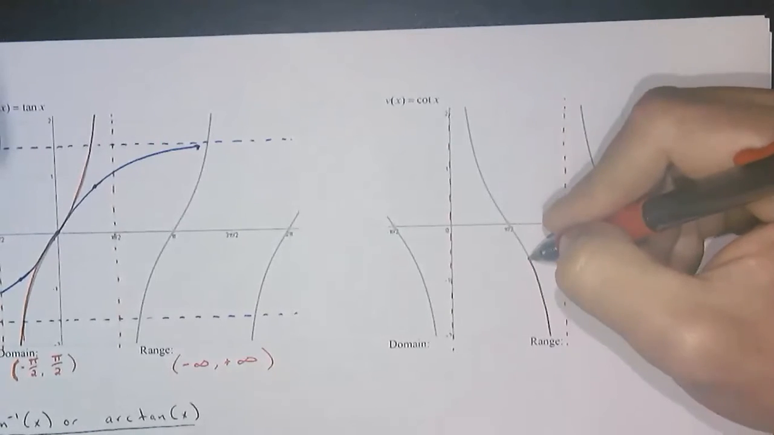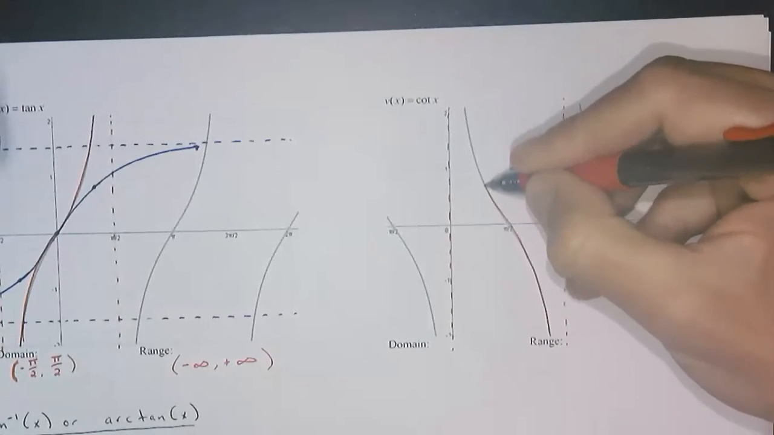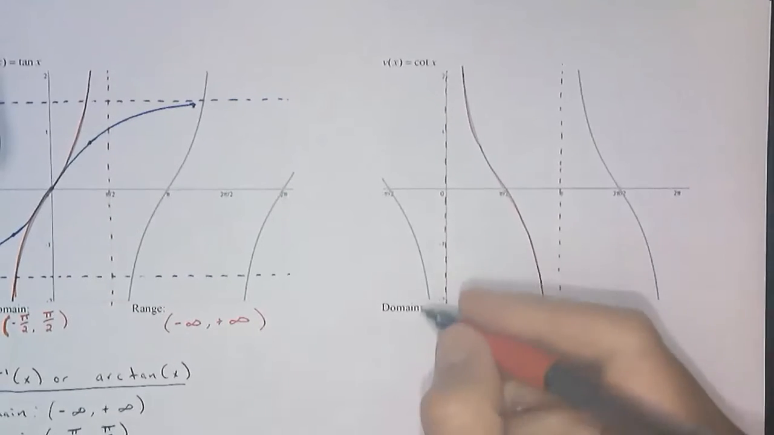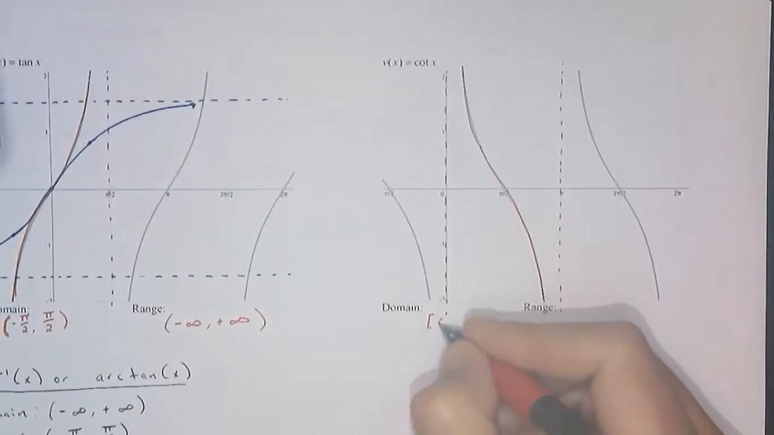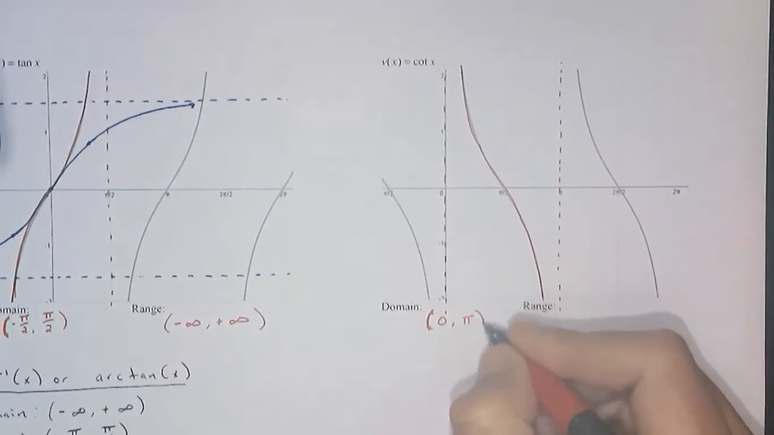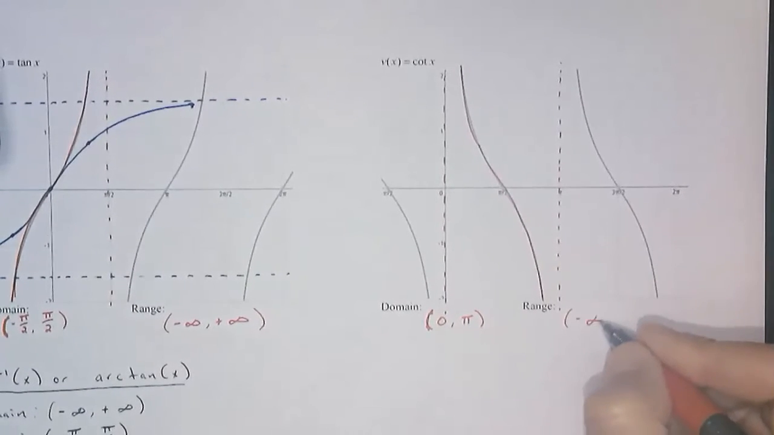that gives us the monotonic invertible function that we're looking for. Horrendous mistakes here. Yeah. So our domain restriction here is from 0 to pi. Don't know why I keep trying to do brackets. Our range is all real numbers.